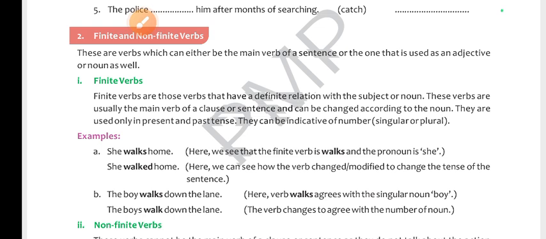For example, she walks home. Here we see the finite verb is walks and the pronoun is she. Like, she walked home. Here we can see how the verb is modified to change the tense of the sentence. It means it changes according to the singular and plural, right?